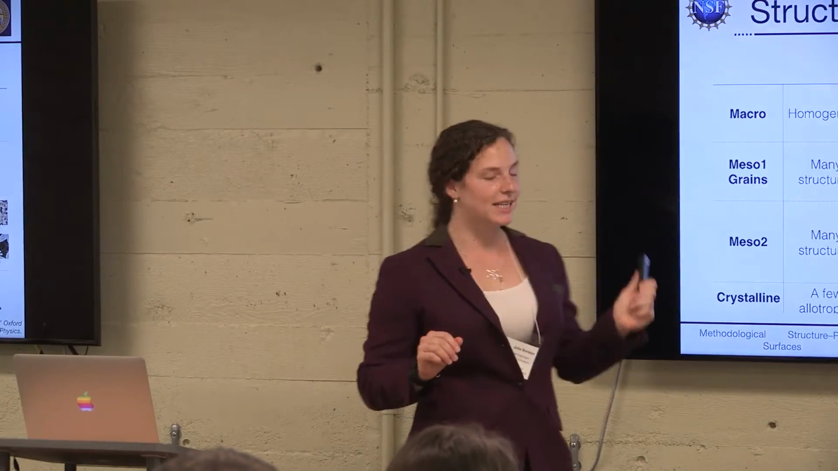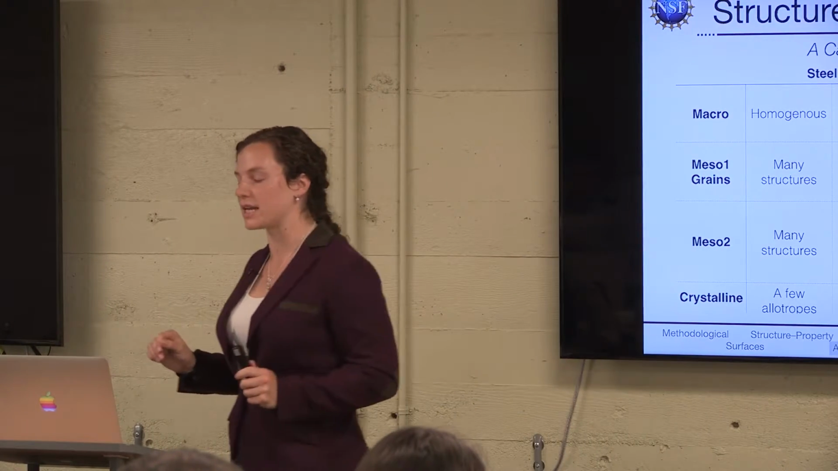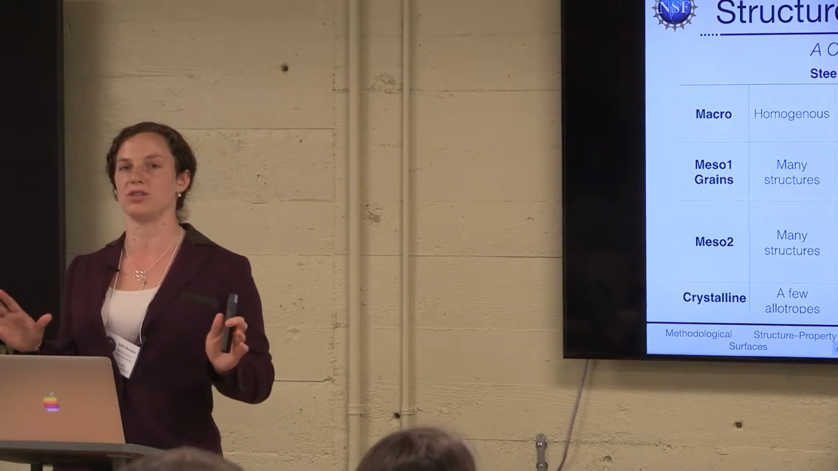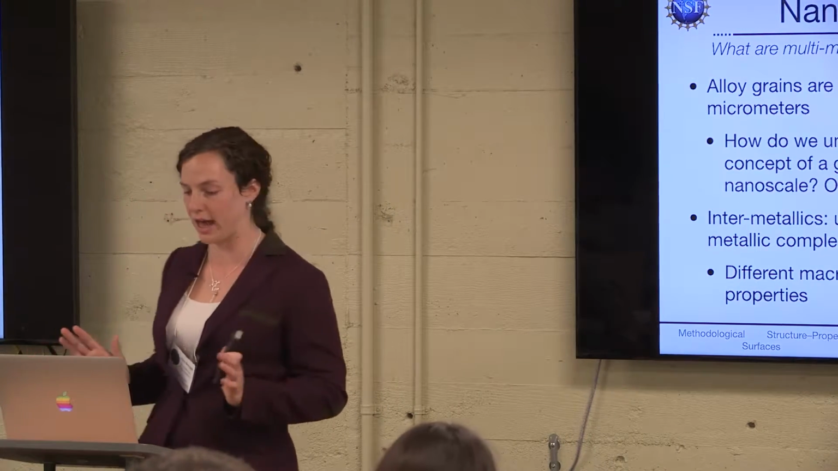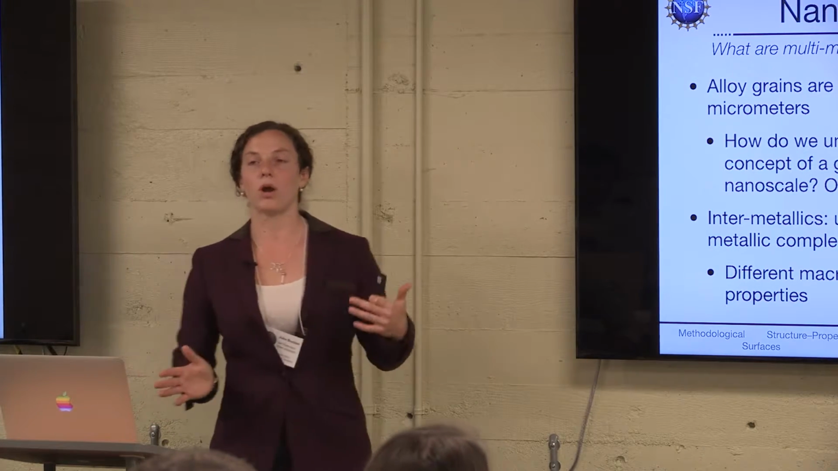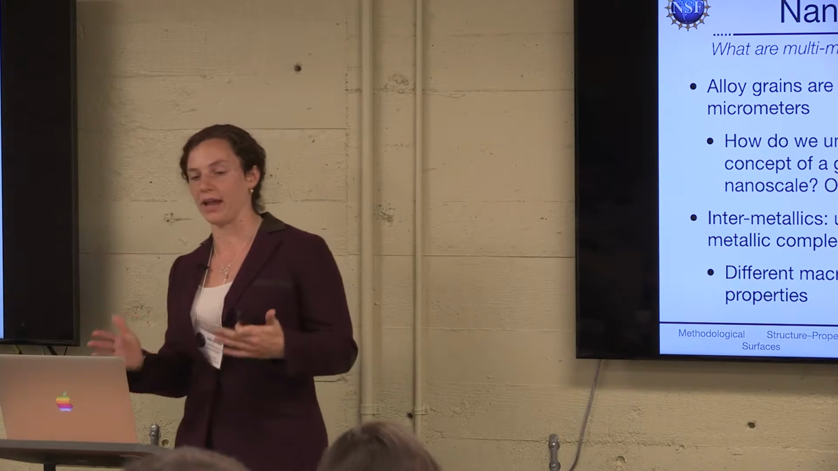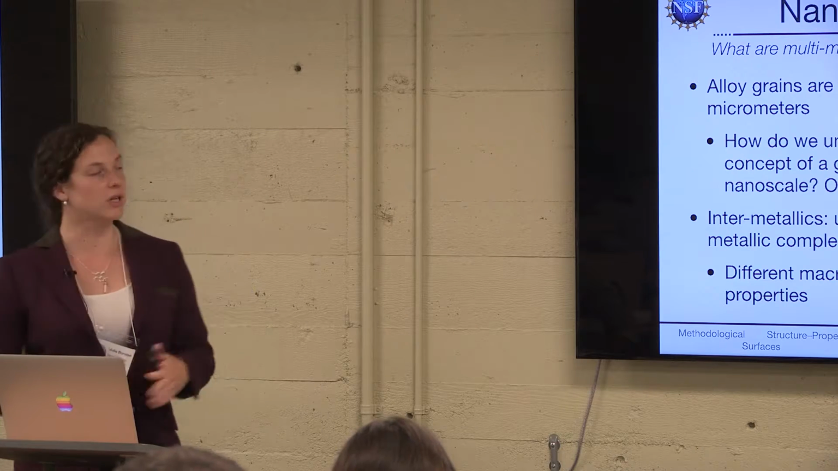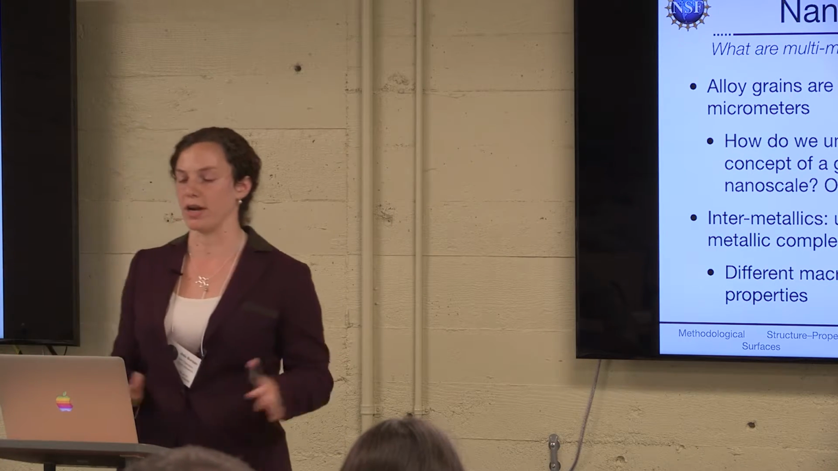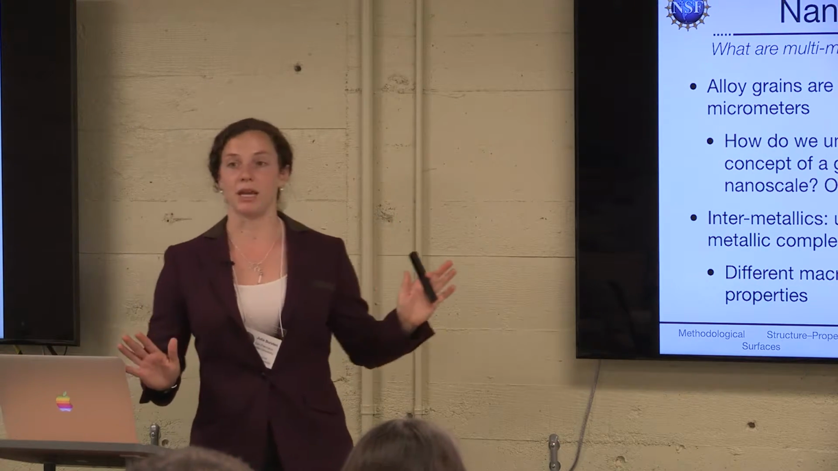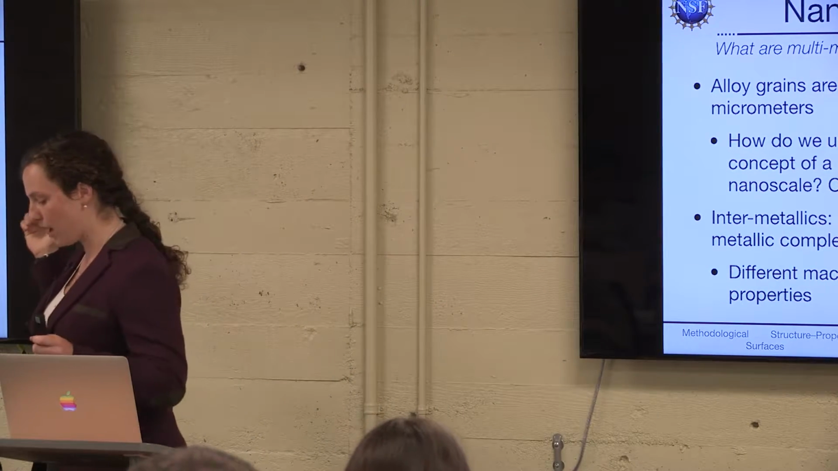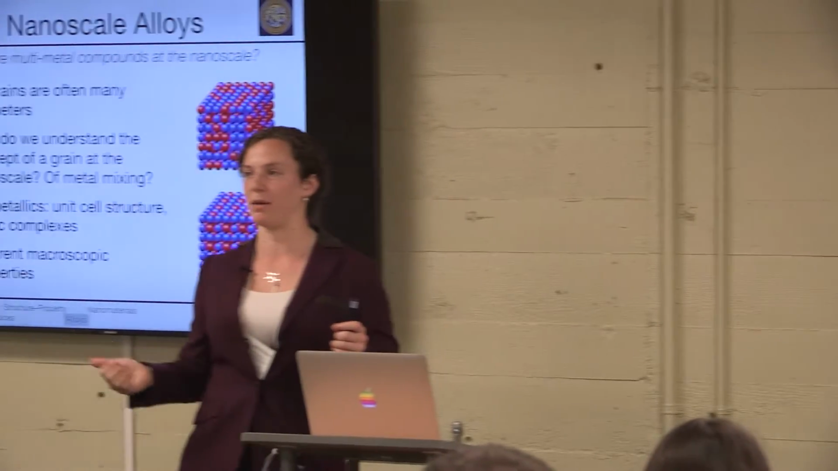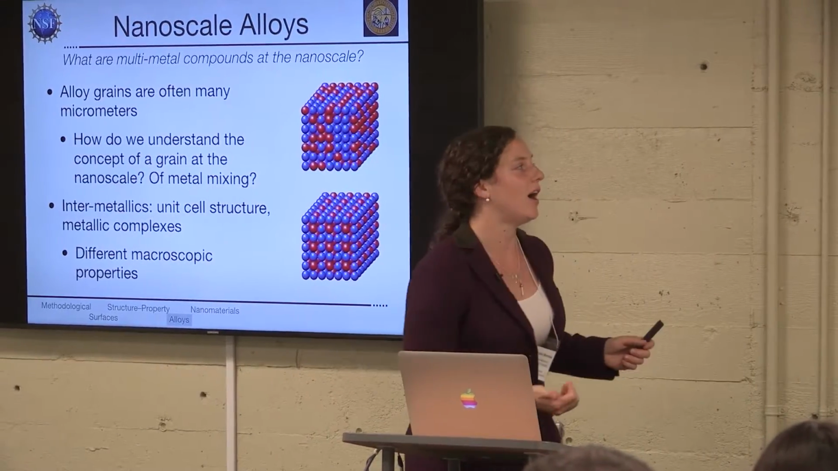Right. The reason that I care about this is because I can ask the question of what happens to all of these structures. Do I repeat these structural features at the nanoscale? What happens when I get to nanoscale alloys? What are multi-metal compounds of the nanoscale? Are they alloys? Are they something else? Well, our typical alloy grains are martensite or ferrite or cementite, are often many micrometers long. And micrometers, for those of you playing the home game, are much bigger than nanometers.